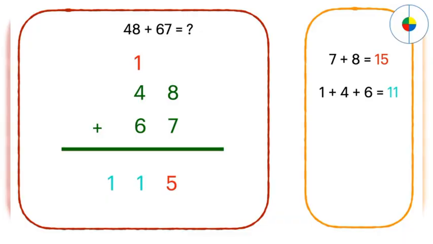For example, when you calculate 48 plus 67, the sum of the ones position is 8 plus 7 equals 15. Then you add 1 to the tens position. The sum of the tens position becomes 4 plus 6 plus 1 equals 11, and you add 1 to the hundreds position. The result will be 115. Borrow is used for subtraction.